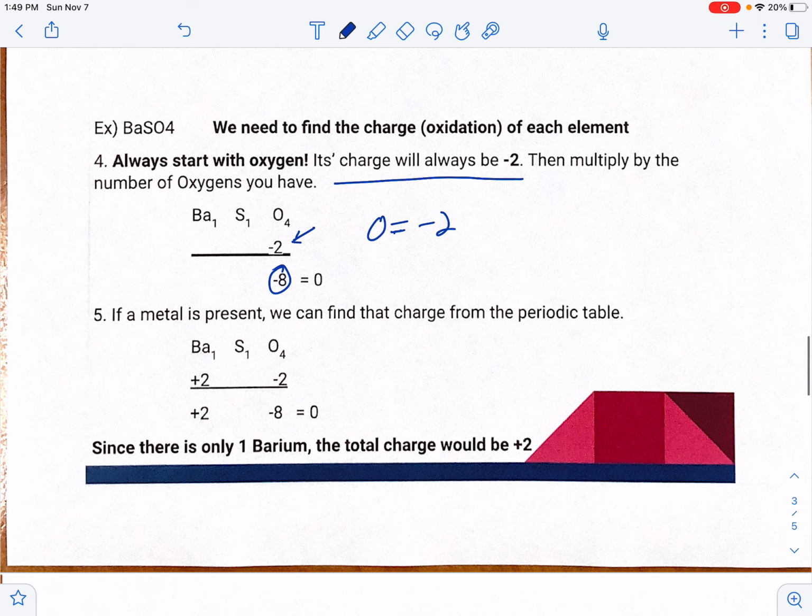Now, if there is a metal present, which there is, barium is a metal, that means we can just look on the periodic table for that one. Barium is in group 2A, so that is why it has a charge of +2. Pretend this +2 isn't right here on the bottom. Since I have 1 barium and a charge of +2 for barium, 1 times +2 gives me +2. So far I've got 2 answers down. Oxygen has a charge of -2, and barium has a charge of +2.